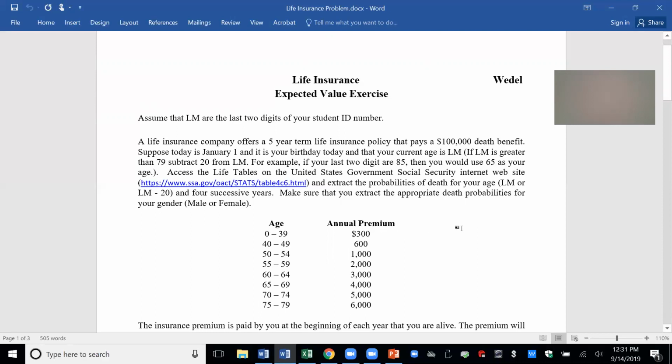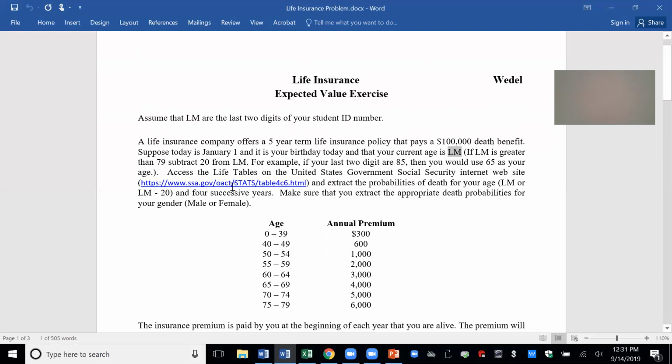We are going to assume that your age is not your current age, but your age is LM, where LM are the last 2 digits of your student ID. If the last 2 digits of your student ID are greater than 79, then you have to subtract 20 from it because that's getting too old to get life insurance. Doesn't make economic sense. So based upon the last 2 digits of your student ID, that will give you the age that you're going to do your expected value for.